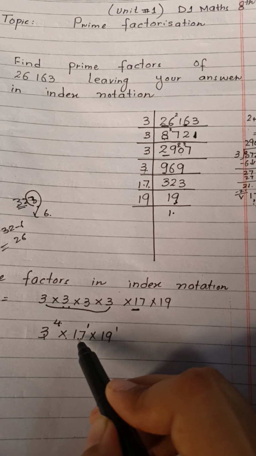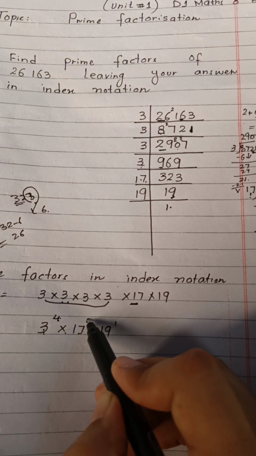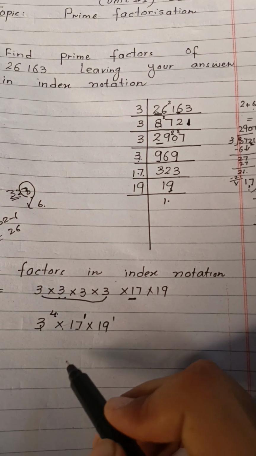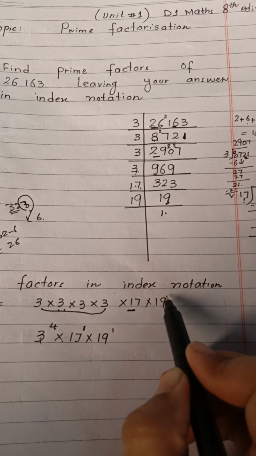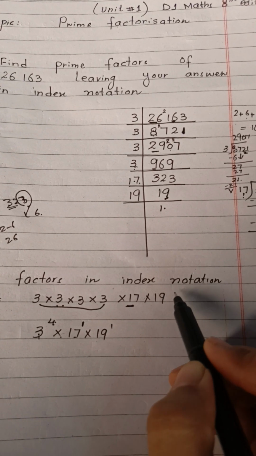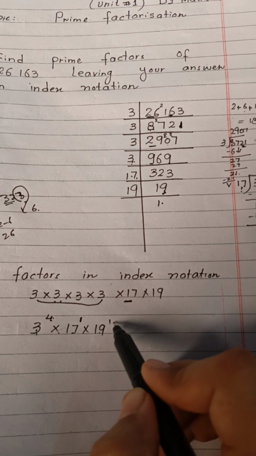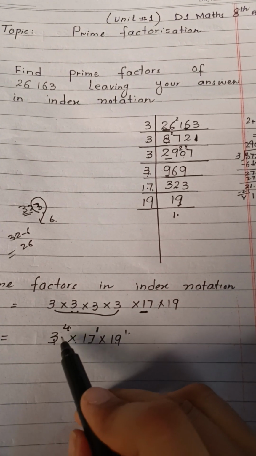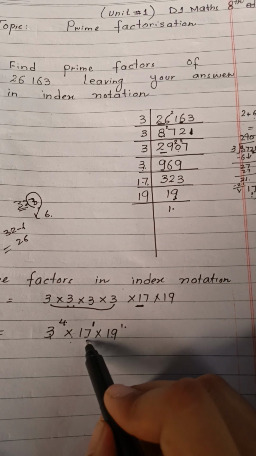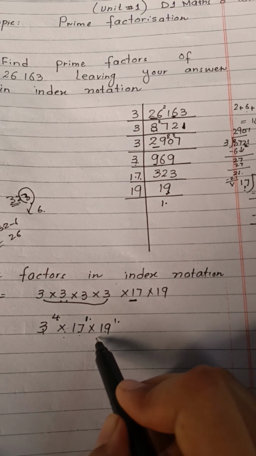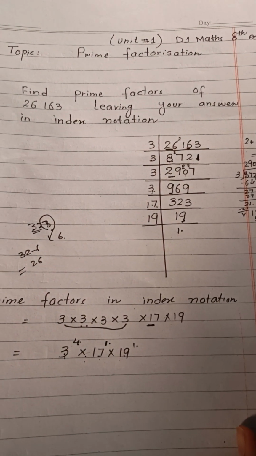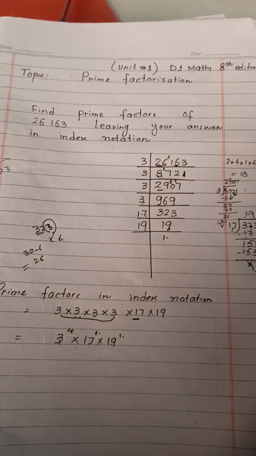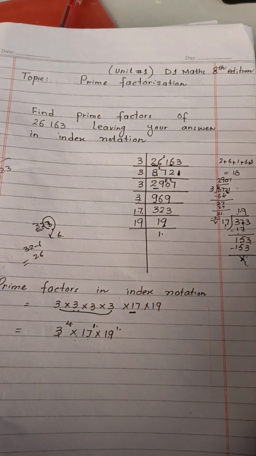17 is only 1 time. So you will write 17 raised to power 1. You will write 1 over here. Then 19 is also one time, so you will write 19 raised to power 1. So the index notation of this number is 3 raised to power 4 multiplied by 17 raised to power 1 multiplied by 19 raised to power 1. So this is called prime factorization and index notation.